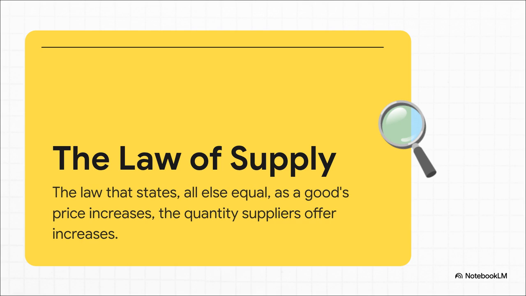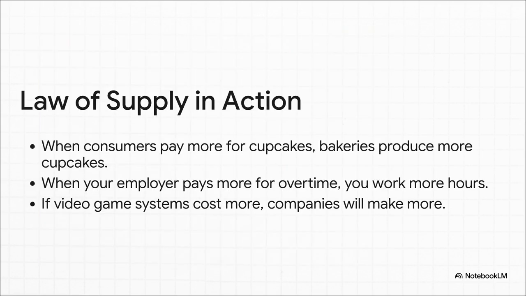To produce just one more item, it often costs a little more than the previous one. So producers really need that higher price to make it worthwhile to ramp up production. And you see this everywhere. If people are willing to pay more for cupcakes, bakeries will start making more cupcakes. If your job offers you a higher wage for overtime, you're probably more willing to work those extra hours. It's all about responding to the incentive of a higher price.